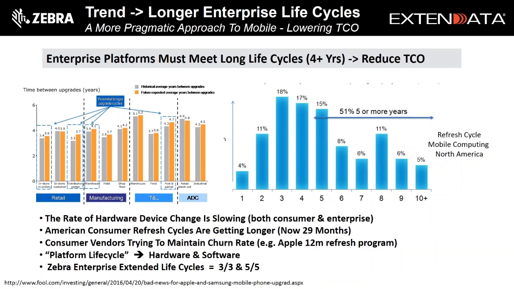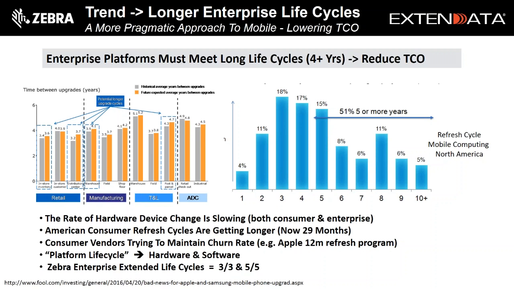And by the way, it's not different from the consumer side. On the consumer side right now in the U.S., the average refresh for a smartphone is 29 months, which has gone up significantly. A lot of folks are not finding the new features as compelling as they did in the past, where everybody said, oh, I've got to buy the next one every year.